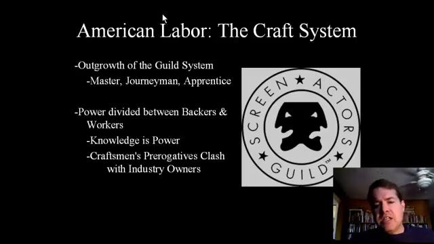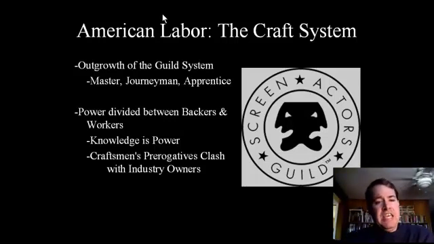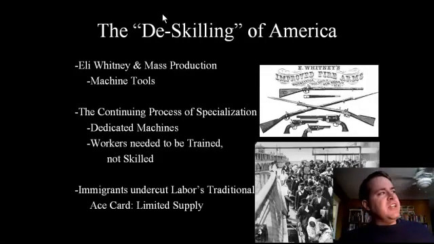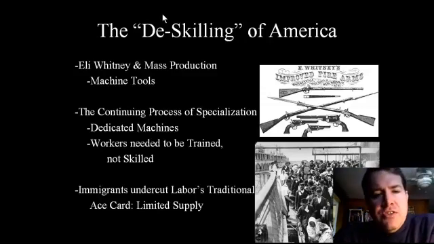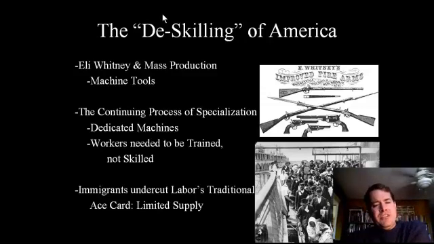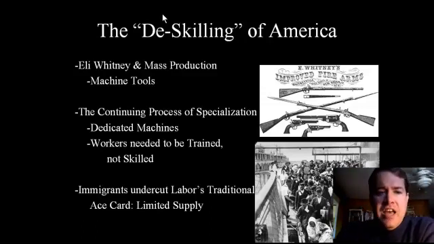The only thing protecting the craftsman was the fact that without the craftsman there was no product. His power and influence and his ability to negotiate was based on the fact that he held that key power, that key knowledge. Of course, this will change with the de-skilling of the American worker. As early as the early 1800s, you will see the introduction of what is known as mass production. What is mass production? Mass production is not just making a lot of stuff. Mass production is how you make that lots of stuff.